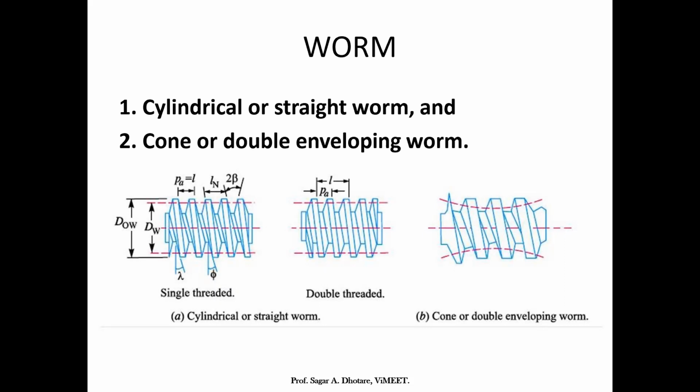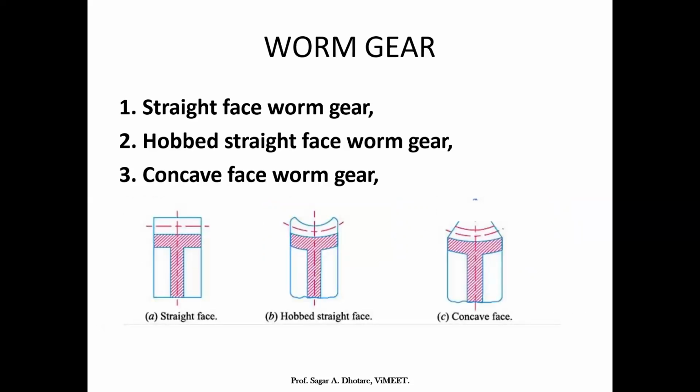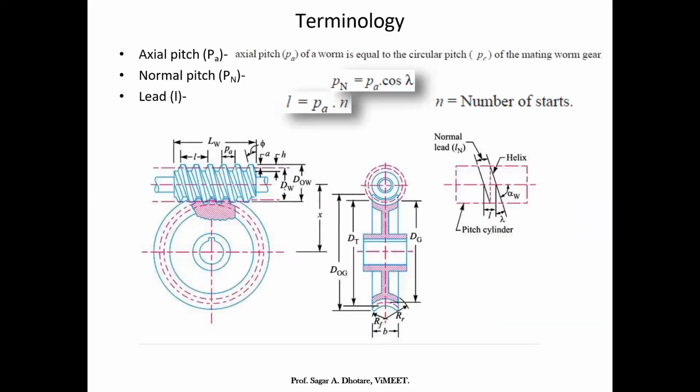So you can see in figure A1, 2, single threaded or double threaded, and you can see the difference between the cone, that is the enveloped one. If there is some misalignment in the shaft, that also can be managed with the help of this cone or double enveloped worm and worm wheel. Then faces of the tooth: first one is a straight face, second one is a hobbed straight face, and third one is a concave face. So these are a few parameters which you can see.